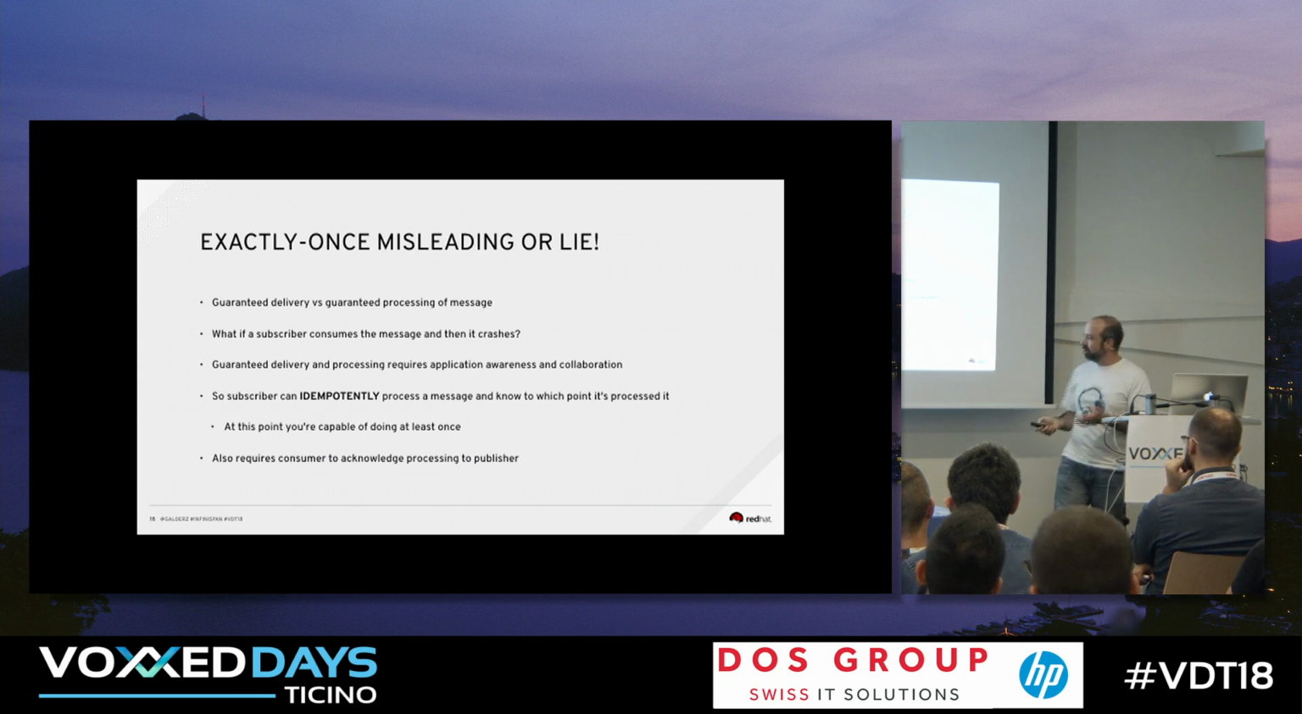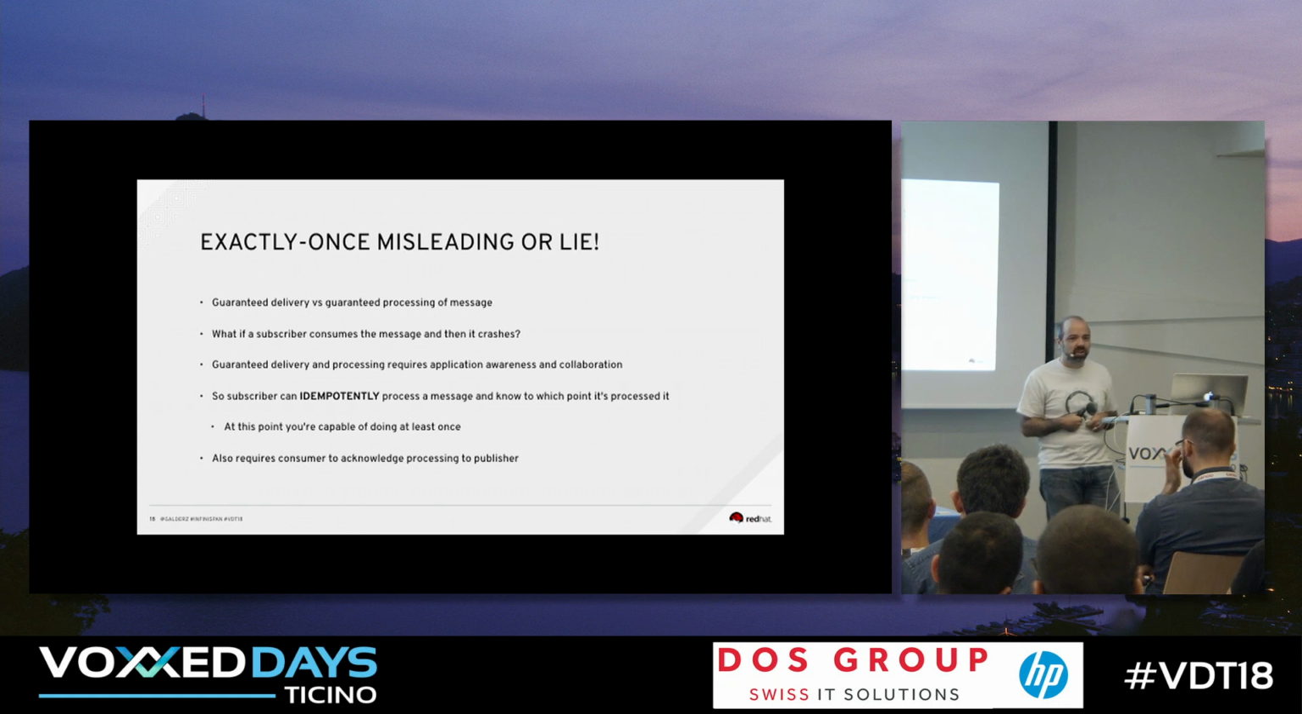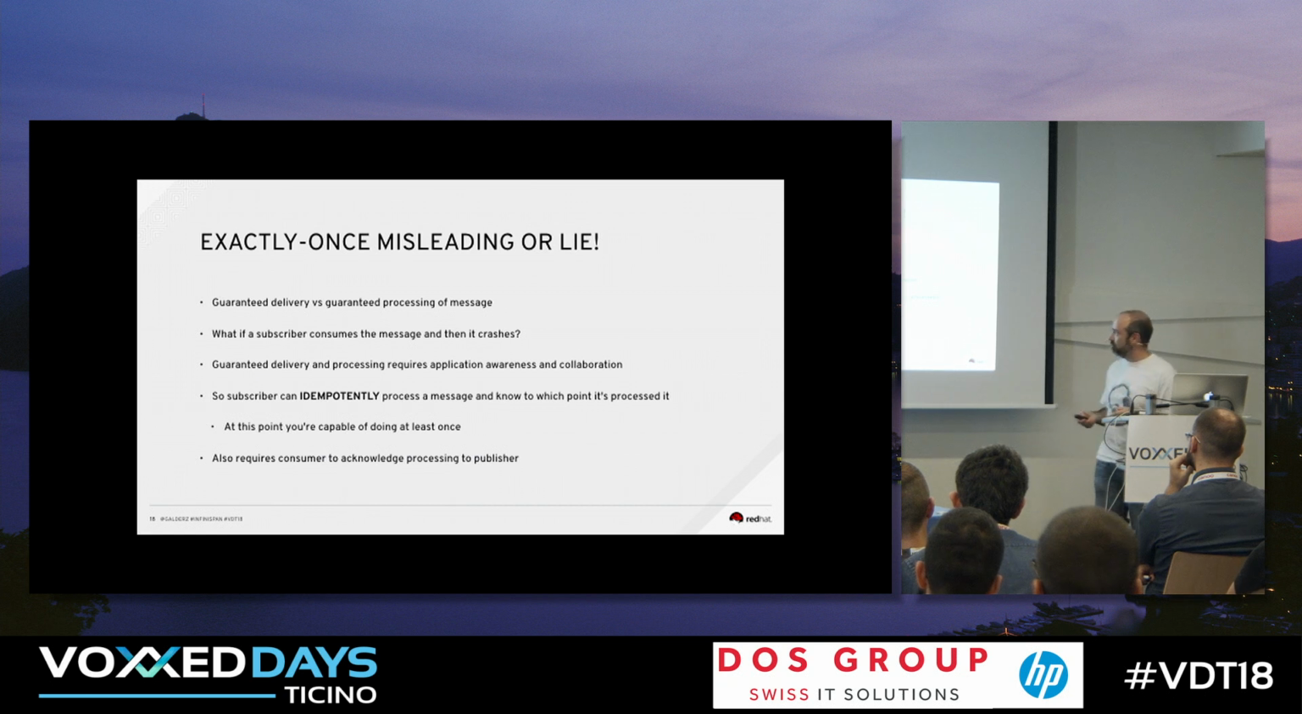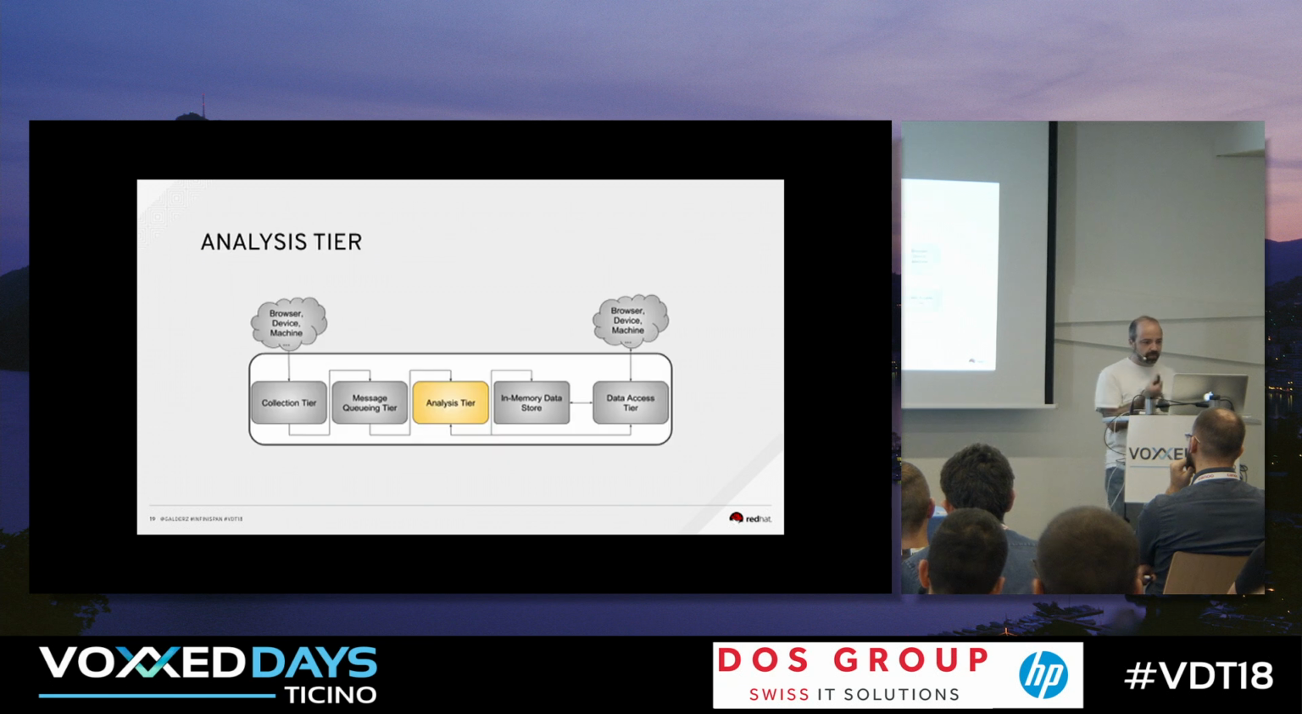And on top of that, you're incurring the extra cost of a consumer having to tell the publisher that I've actually processed that message. So in essence, exactly once is at least once, but with extra cost. Okay, so this is something that is important to understand in this kind of messaging queuing tier.